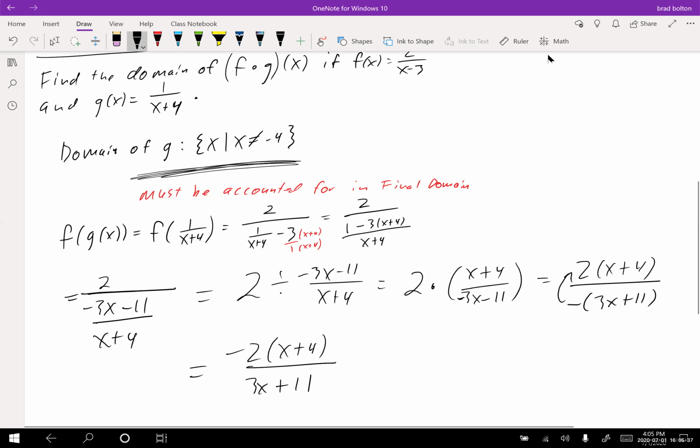Okay, hopefully I didn't make any silly mistakes. I think we're okay. Let's see, that'd be negative 3x minus 12. So plus 1, yeah, it should be good.